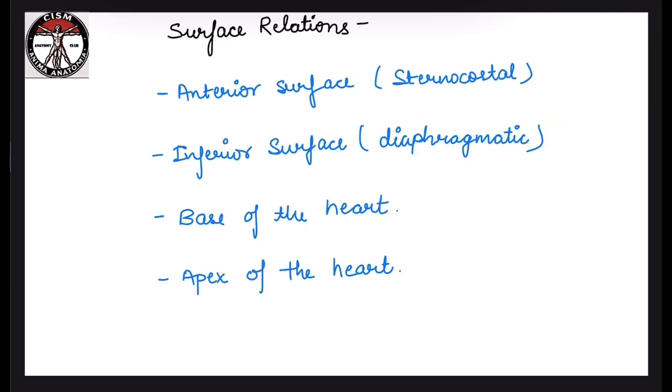So now we will talk about the surface relations. It has the anterior surface, which is also known as the sternocostal surface. It is mainly the right ventricle and part of the right atrium and the left ventricle. Next, there is an inferior surface, also known as the diaphragmatic surface, formed mainly by the left ventricle and partly by the right ventricle. Next is the base of the heart, also known as the posterior surface. It is formed mainly by the left atrium and a small part of the right atrium.